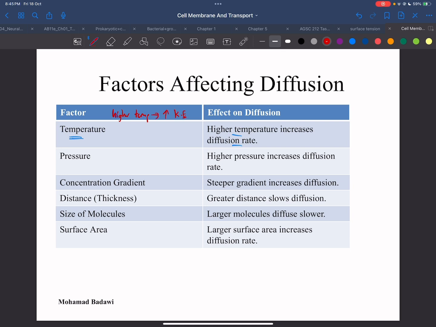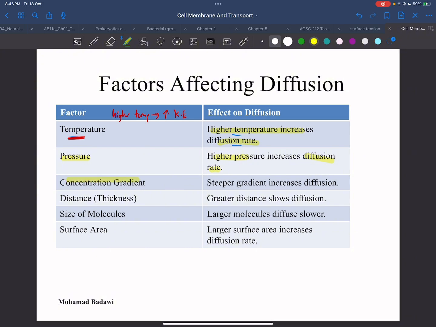So higher kinetic energy means the particles are moving faster. So since they're moving faster, they're going to diffuse also faster. So temperature is directly proportional to the diffusion rate. Higher temperature increases the diffusion rate. Now the same thing with pressure. If we have a higher pressure, this will also increase the diffusion rate.